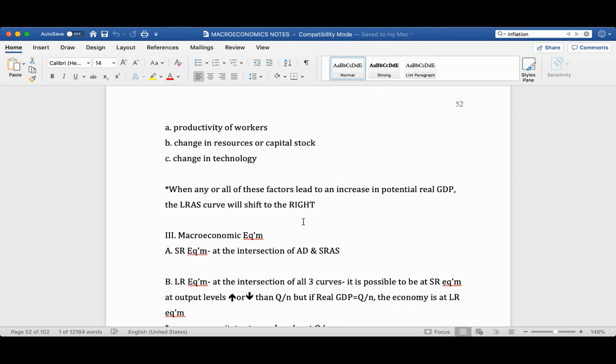Now, these things could also happen in a negative way. We could have a negative change in resources or capital stock. Our productivity of workers could go down. We could lose patents or something like that, and our change in technology could go down. And that would lead to a leftward shift of the long run aggregate supply curve.